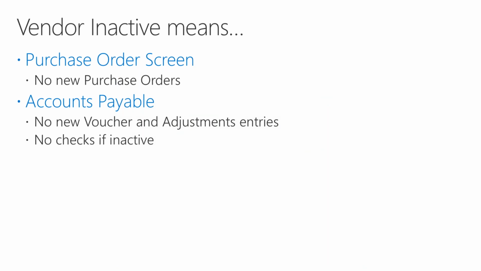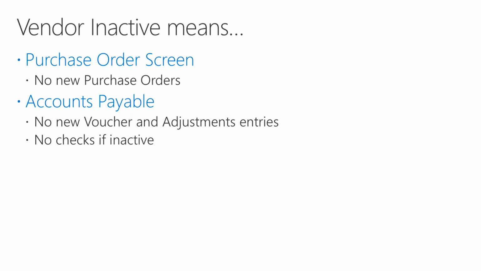So what does inactive mean? Well, at a very high level, the most common thing to think about is no new purchase orders. If Jeff is our vendor and we want to stop doing any new purchase orders, we put him to inactive, and starting right now, no new purchase orders. Secondly, no new voucher adjustment entries can be made. So we're not going to be able to pay for those purchase orders, and no checks. It really stops everything in its tracks. And there's probably a good reason for it, but it allows us to turn them off.